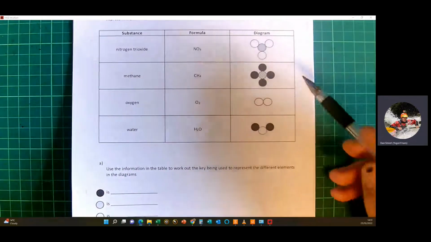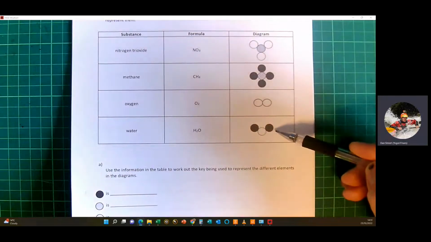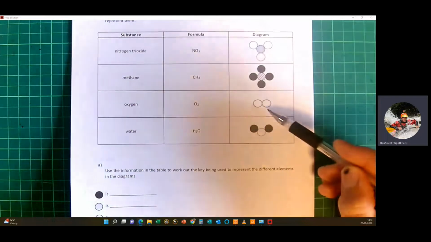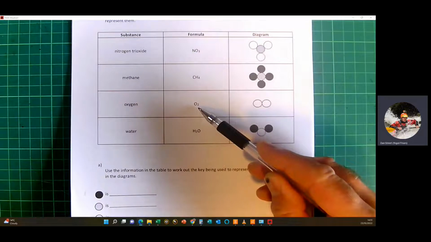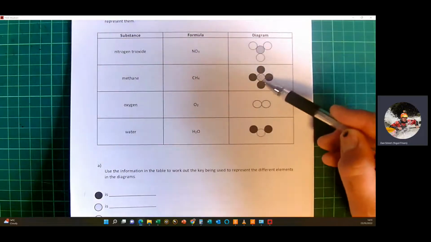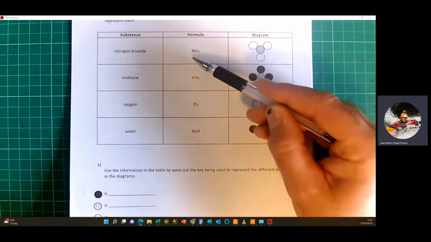So if we have a look at this one and this one, we can see they both contain the black circle, which must be the hydrogen. This diagram gives us the two white circles, which must be the oxygen, and that leaves us with the hatched circle, which has got to be carbon, and the grey circle, which has got to be nitrogen.